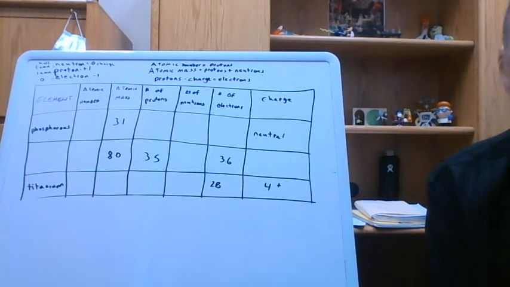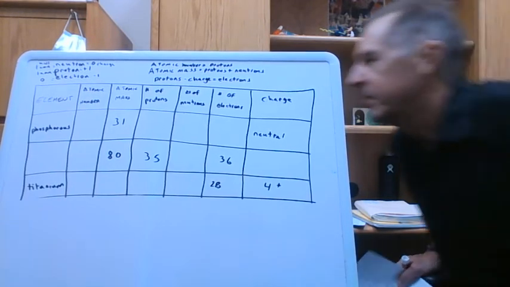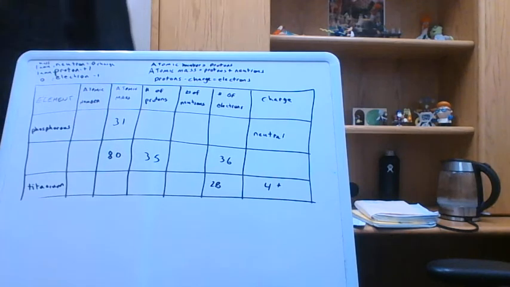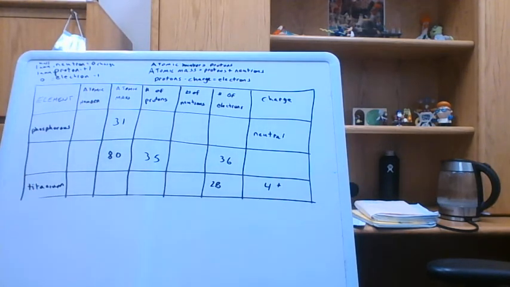So let's go through filling out a table like this. This is something you should be able to do. I think most of you are pretty good at it already. But let's look through this part of your handout.